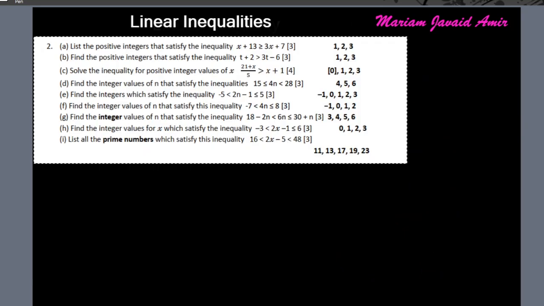Question number 2, part A. List the positive integers that satisfy the inequality. Part A.